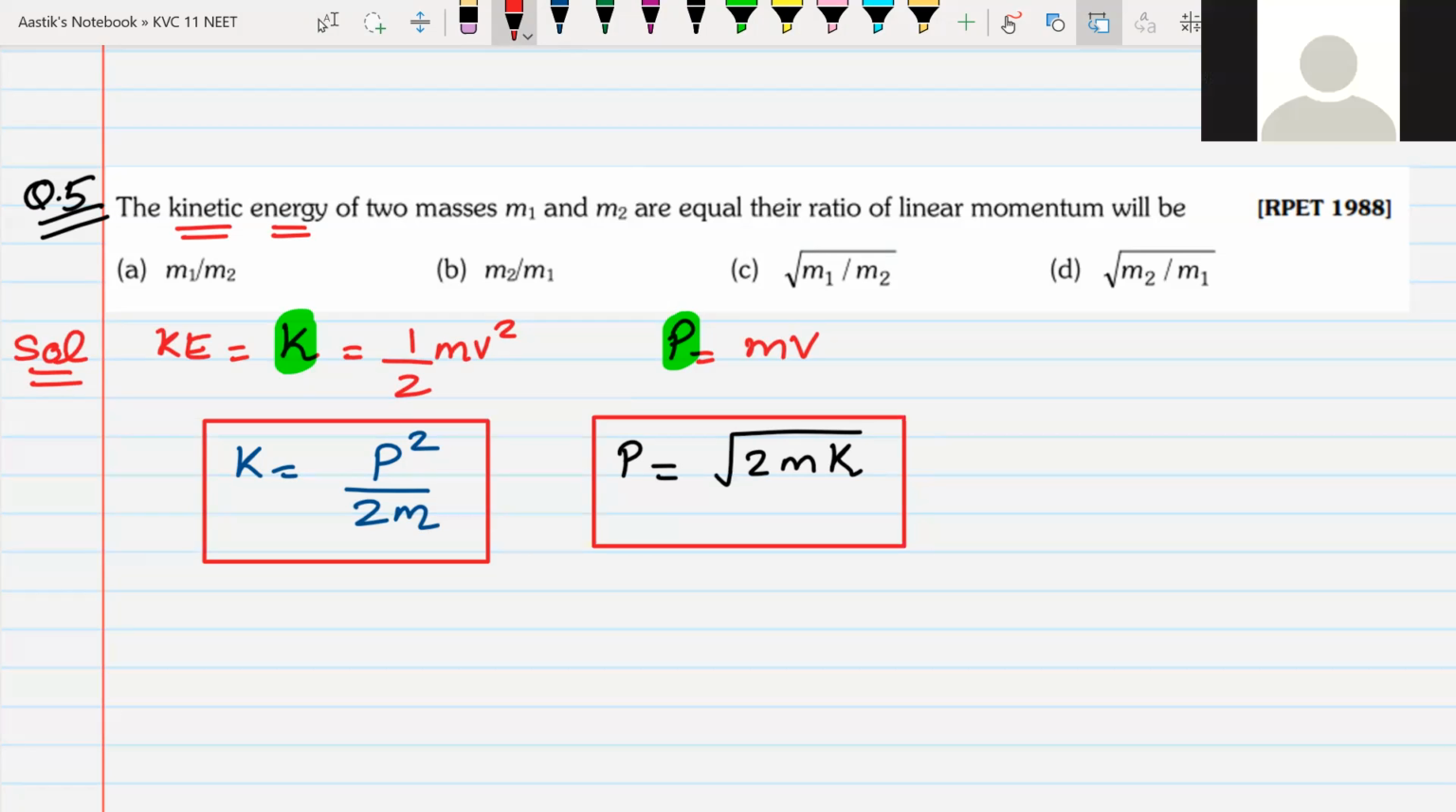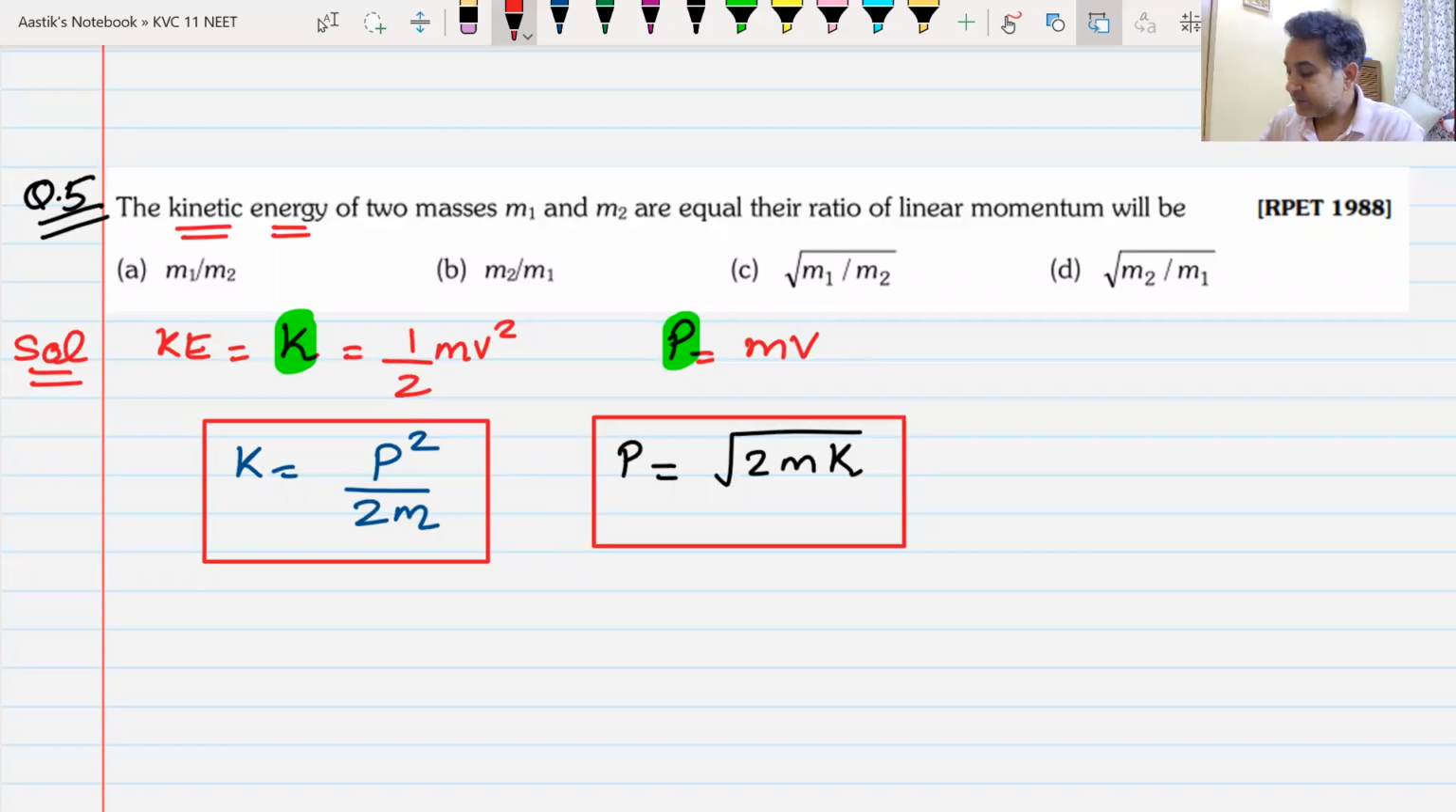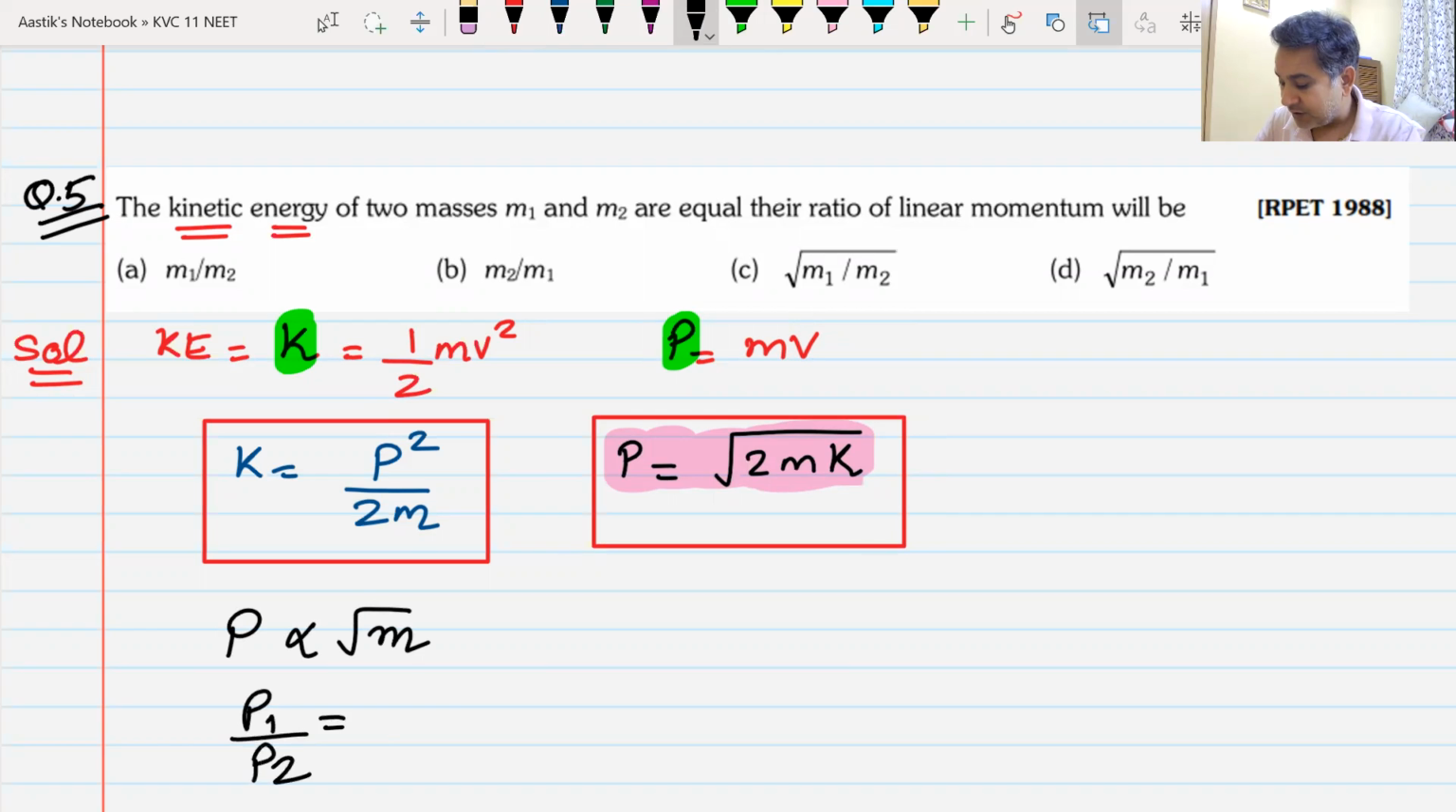Option C. Now the answer changes from B to C. So now from this equation, we can see kinetic energy of both the particles are same. So I can say momentum will be proportional to root over mass. Yes or no? So momentum of body 1 divided by momentum of body 2 will be root over m1 by m2. Do we understand this? Yes or no?